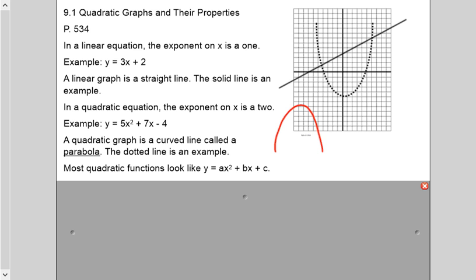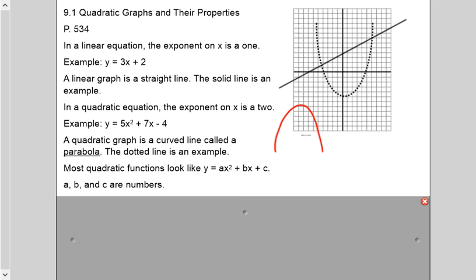Most quadratic functions look similar. They follow the same pattern. Most of them look like y equals ax squared plus bx plus c. And a, b, and c are just plain numbers. Y always stays y. You always have the x squared. You always have an x. The number parts can change.